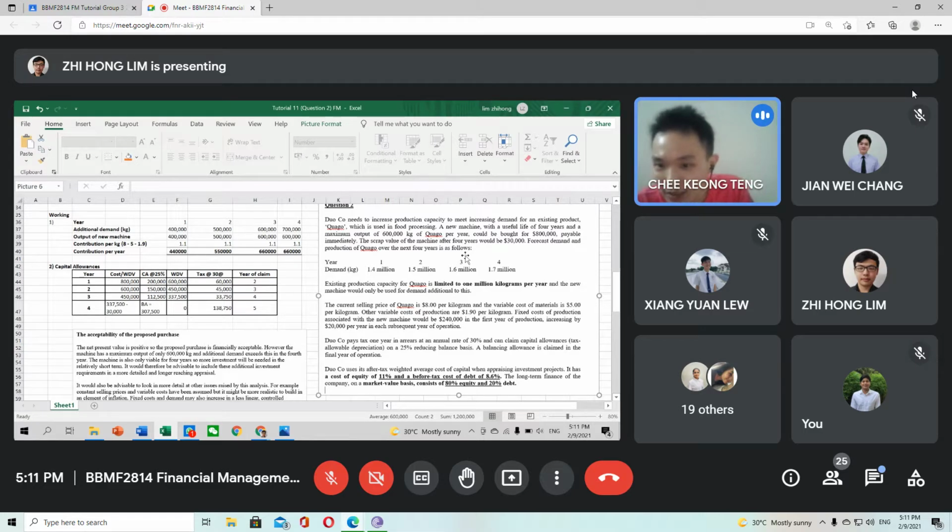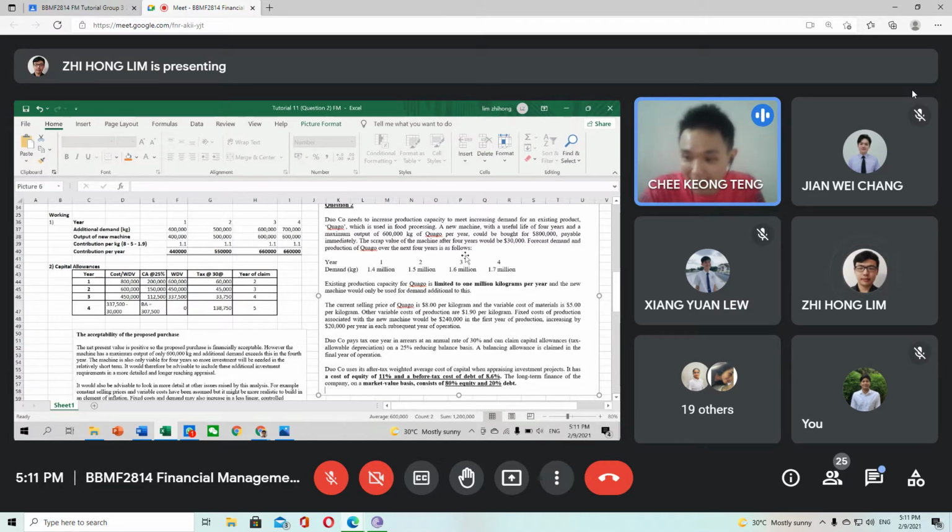All right, and if you read, you can see that after the demand, the existing production capacity for this company is limited to 1 million kilograms. You can see the bolded word, which means existingly, before you buy the new machine, using your old machine, whatever machine you are having, you already can produce 1 million kilograms every year. You have the existing capacity to do that.